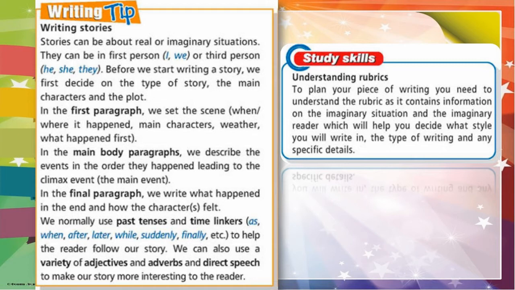In the first paragraph, we set the scene: when, where it happened, main characters, weather, what happened first. In the main body paragraphs, we describe the events in the order they happened leading to the climax event, the main event. In the final paragraph, we write what happened in the end and how the characters felt.